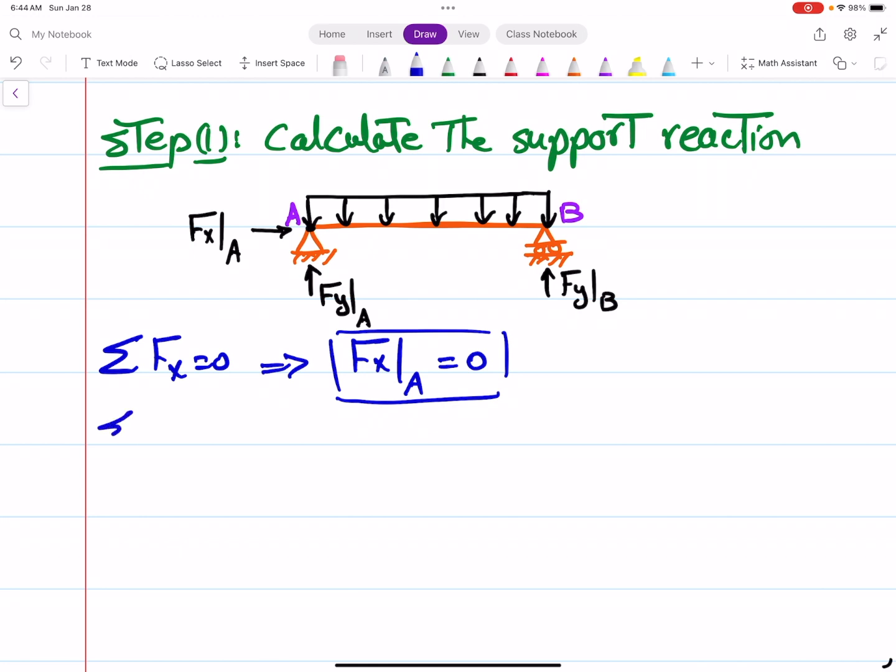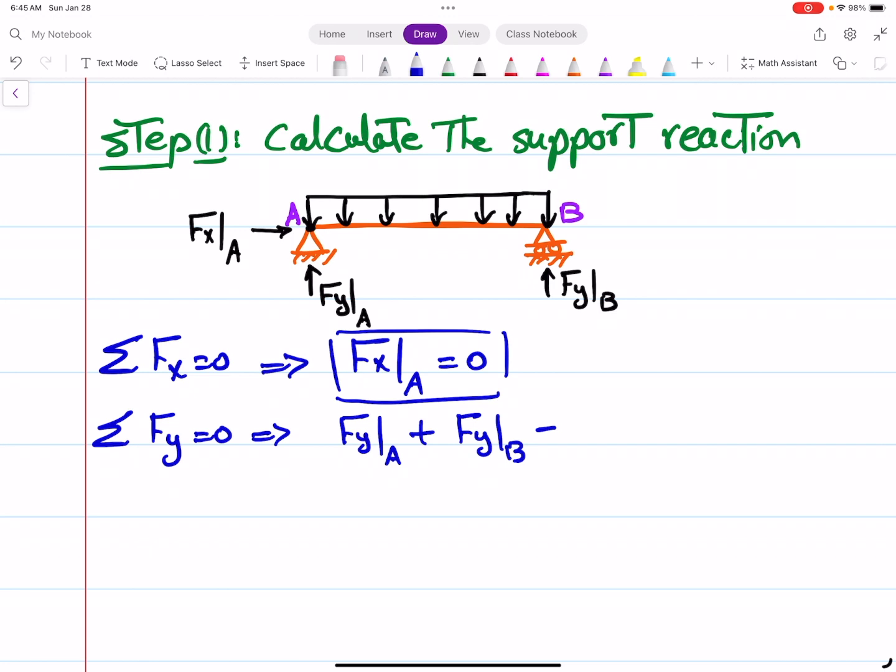And then summation Fy equals 0, that means Fy at A, upward direction, is positive, plus Fy at B, the same, it is upward, positive, and then minus the distributed load. In this case, we will convert the distributed load into a concentrated point load. How can we do this? By calculating the area of the distributed load.